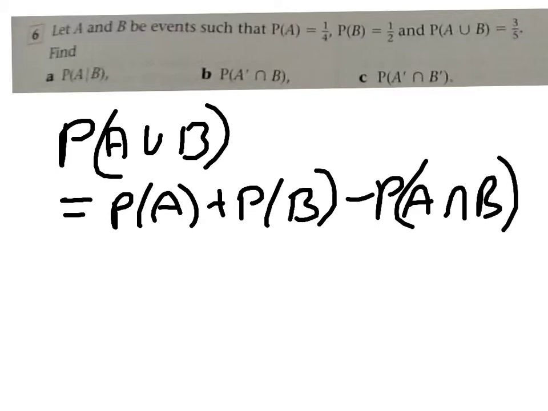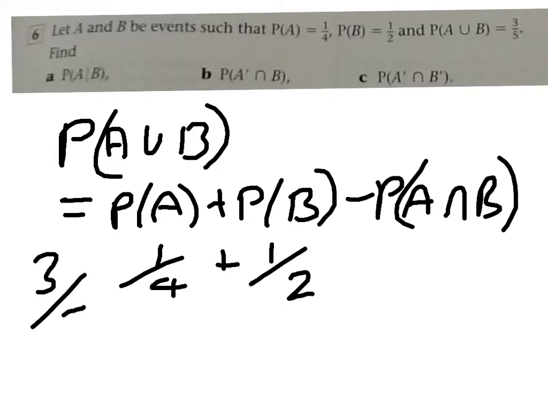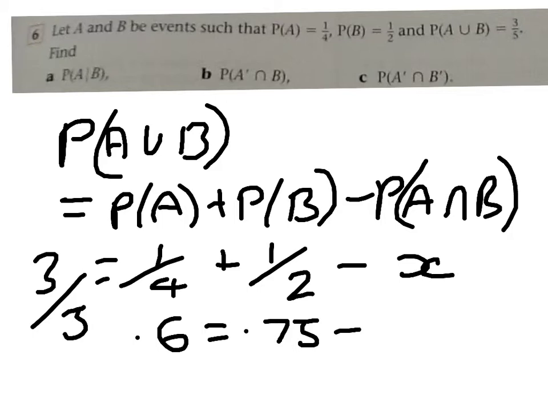So dropping in the numbers we've been given, a quarter and a half, so 3/5 equals a quarter plus a half minus the overlap. I'll just call that x for the moment. So a simple bit of calculation. We've got 3/5 is 0.6, 0.6 equals 0.25 plus a half is 0.75 minus x. So our x is going to be 0.15.